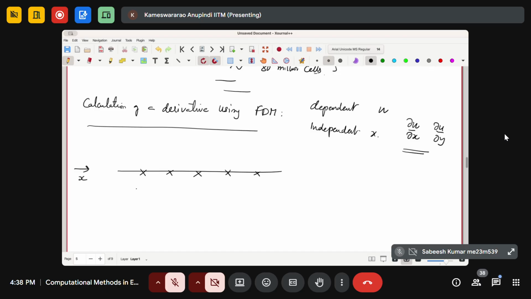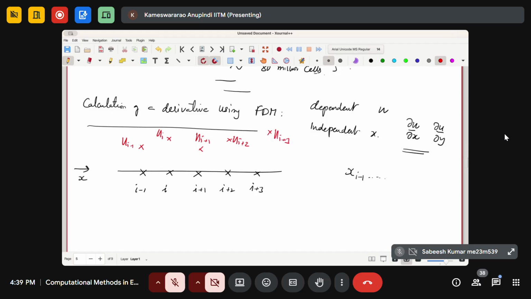Let us say these points are i minus 1, i, i plus 1, i plus 2, i plus 3, something like that. These are all the x values. When I say x sub i minus 1, I'm referring to the x coordinate of this point. Similarly, for these points, we also have the u values. Let us say the u values are known. So this is going to be u i minus 1, this is u i, this is u i plus 1, this is u i plus 2, and this is u i plus 3.